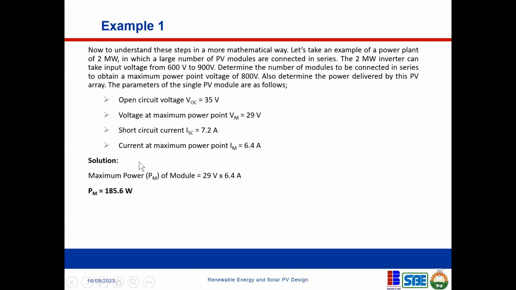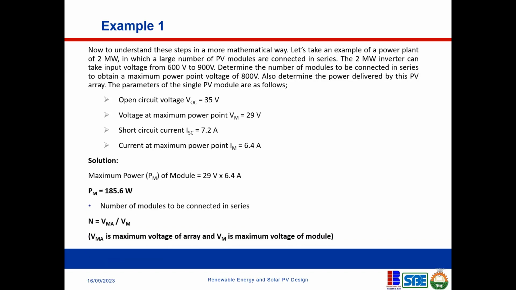Okay, so let's continue. Like I said, the first thing that needs to be done is to calculate the power output from each of the PV modules. And once we do that, we find out that each of the PV modules is 185.6 watts. That is the maximum power output from the PV module. Now the question is asking us to calculate the number of PV modules that will be connected in series.